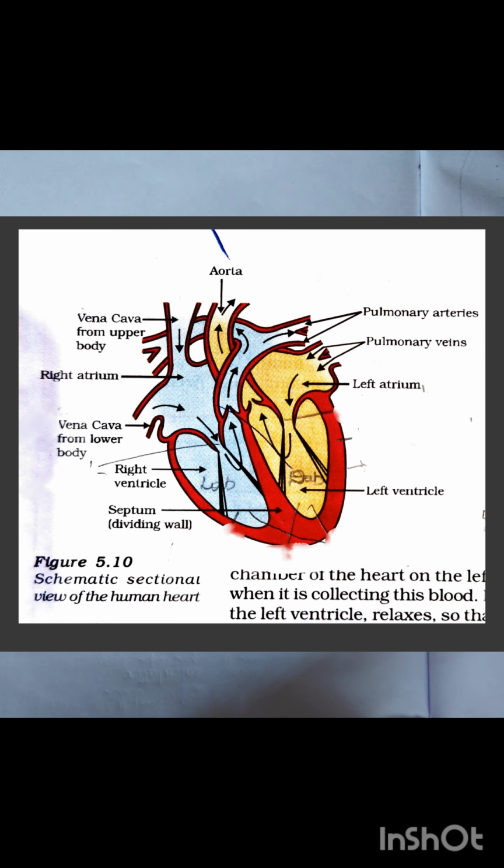In today's video, let us learn how to draw the diagram of the heart as well as its labeling. And in this video, we will also know about all the functions of the heart.